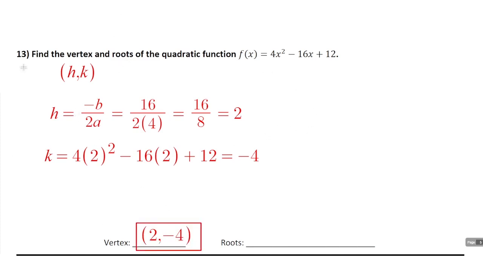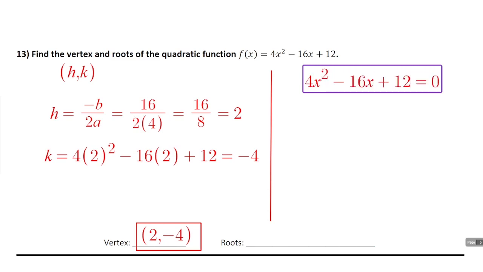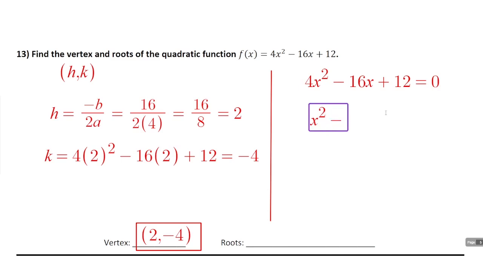Okay, so to find the roots, those are going to be the values that make the function equal 0, the x-intercepts or the solutions. So what we need to do is set this equation equal to 0 and then solve it. 4x squared minus 16x plus 12 equals 0. This is one where we can actually make this easier if we divide everything by 4. So 4 divided by 4 is 1, 16 divided by 4 is 4, and 12 divided by 4 is 3. This makes the factoring go way easier.